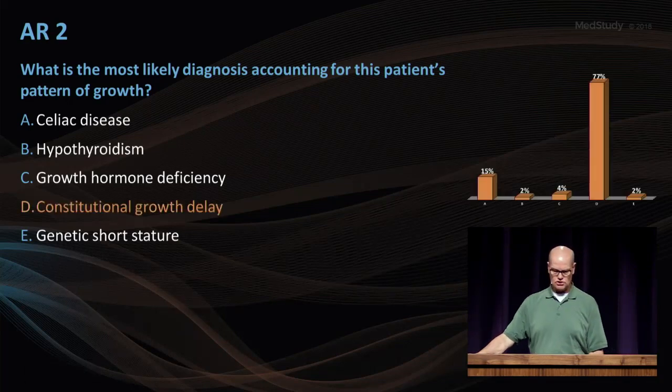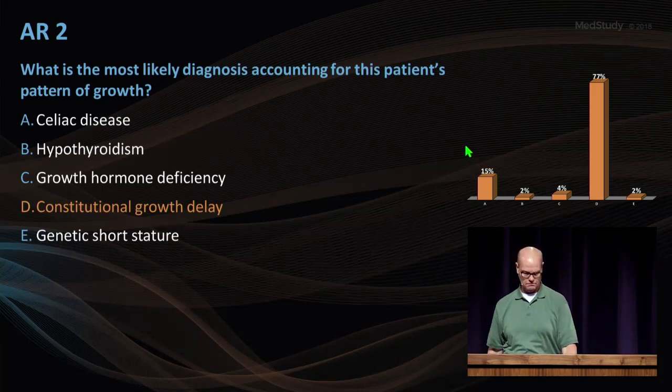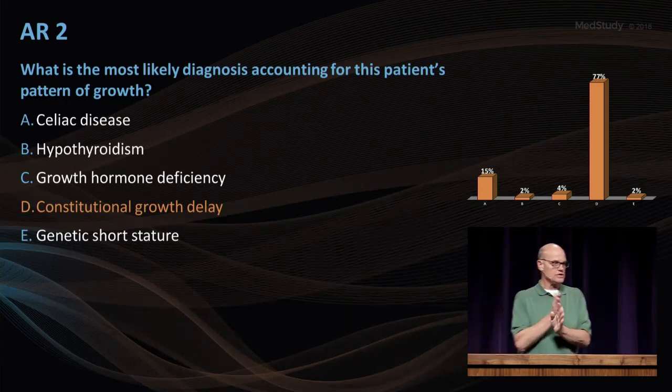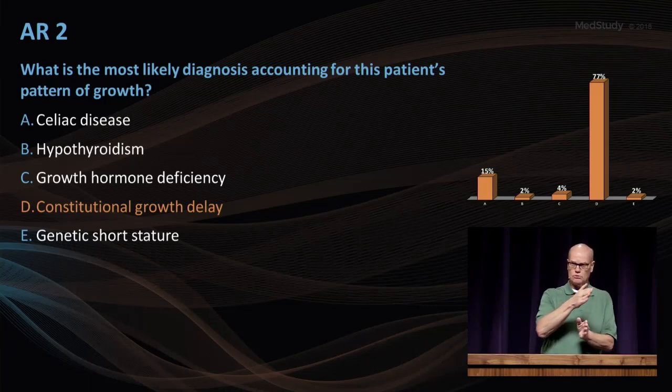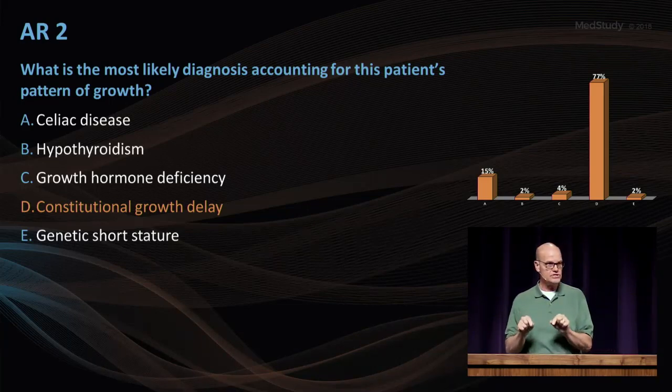Good. So constitutional growth delay is the correct answer. This is much more common among boys than girls, and let's look a little bit more at the specifics of that. The reason that a constitutional growth delay is often on your boards is, you notice I said this is associated with crossing of percentiles, and almost always that's a red flag for an underlying disorder or for the need for workup. This is an exception to that.